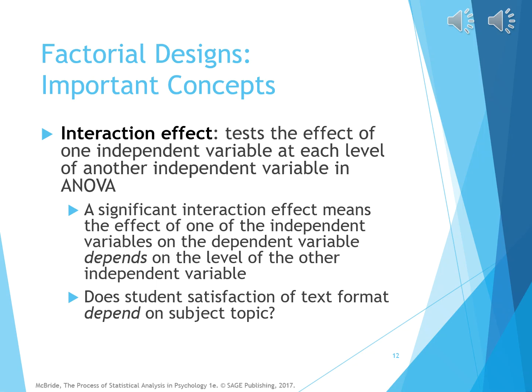Now, if there's a significant interaction effect, it also means the reverse. So not only is it that student satisfaction of the textbook format depends on which subject the students are taking, it would also simultaneously mean that the student satisfaction of the subject, either chemistry or psychology, depends on which textbook format they have for those classes. So both things will be simultaneously true if we find a significant interaction effect, but we're only going to be covering it basically from one of those standpoints, even though it is true for both of them.